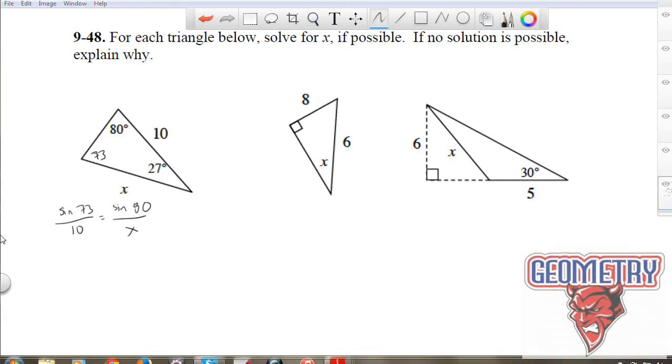Okay. So let's see. We have 10 times the sine of 80 is 9.848 equals the sine of 73 times x. So in order to get x by itself, I'm just going to divide both sides here by the sine of 73. So 9.848 divided by the sine of 73 ends up being 10.298.